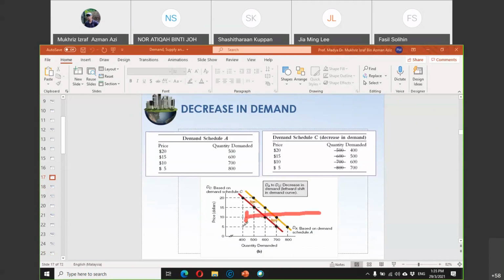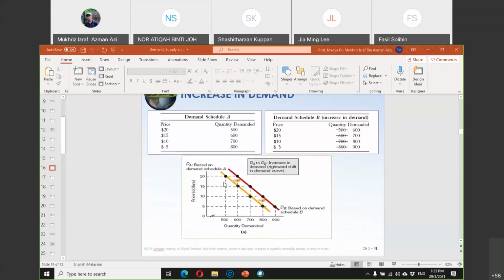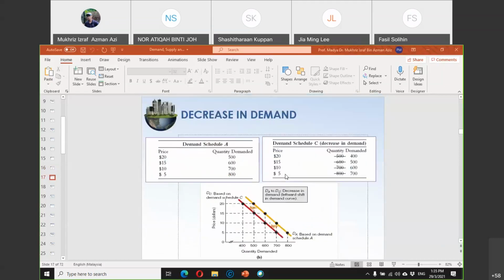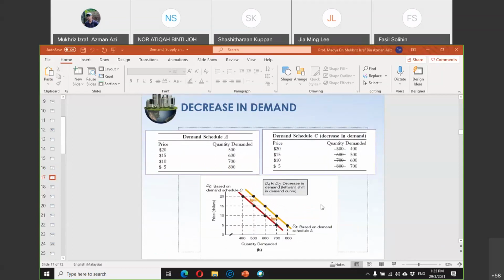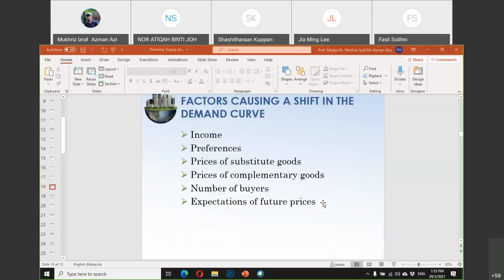So this is the original curve shifting to the left here, and yellow shifting to the right. If you're talking about an increase in demand, it is from yellow to the right, meaning yellow is the original one and red is the new curve. So both an increase in demand and a decrease in demand are about shifting of the demand curve. So what can cause the demand curve to shift?